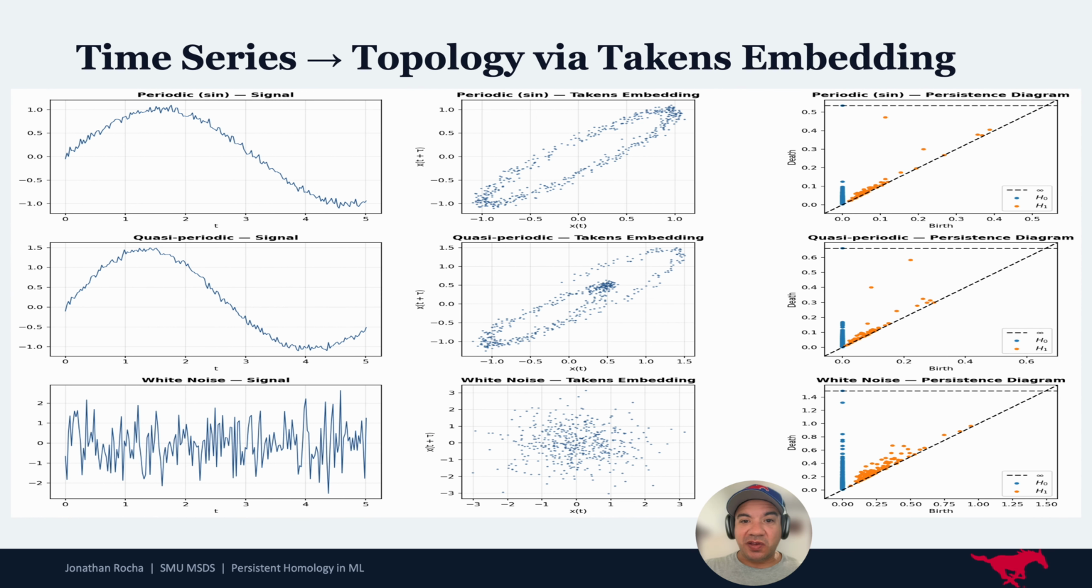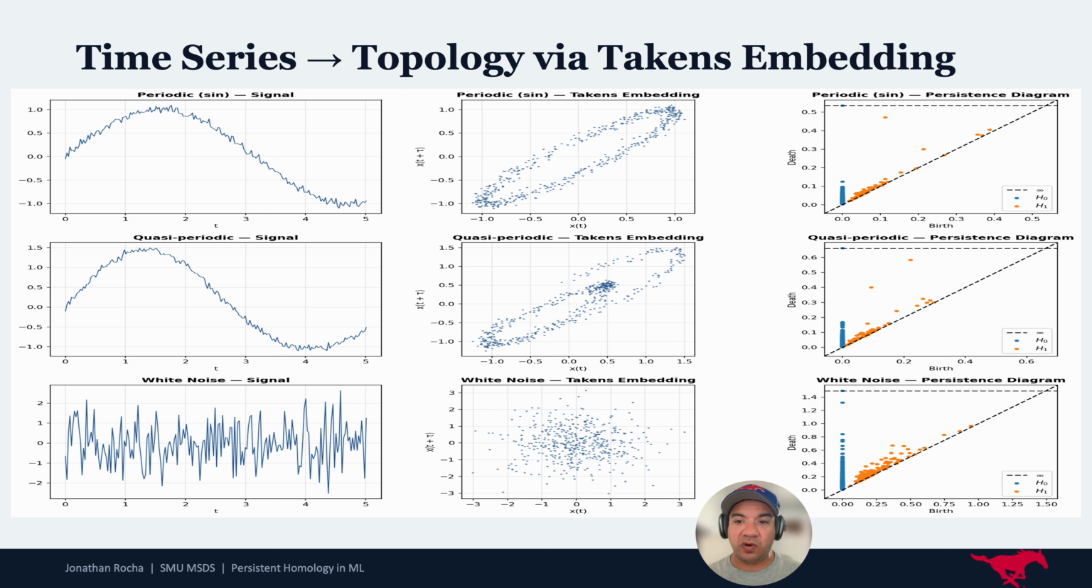So here's where persistent homology connects directly to time series analysis. Given a scalar time series x(t), Takens' delay embedding theorem says we can reconstruct the topology of the underlying dynamical system. The embedding maps each time point to a vector. x(t) maps to the vector (x(t), x(t plus tau), x(t plus 2 tau), and so on up to x(t plus (d minus 1) times tau)).